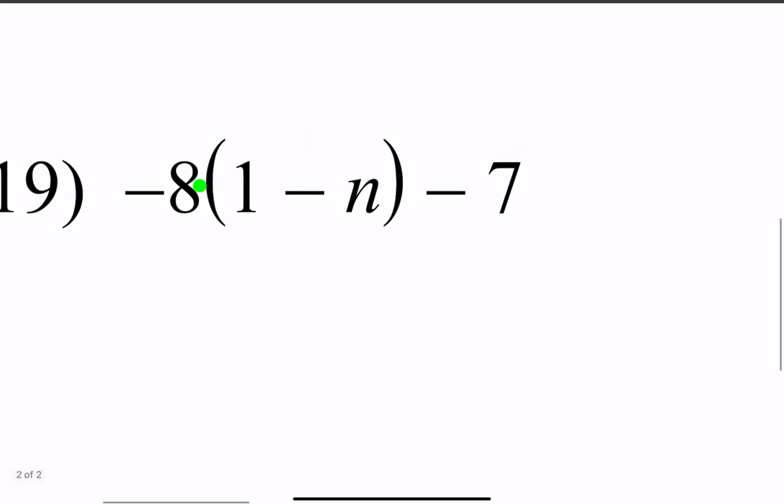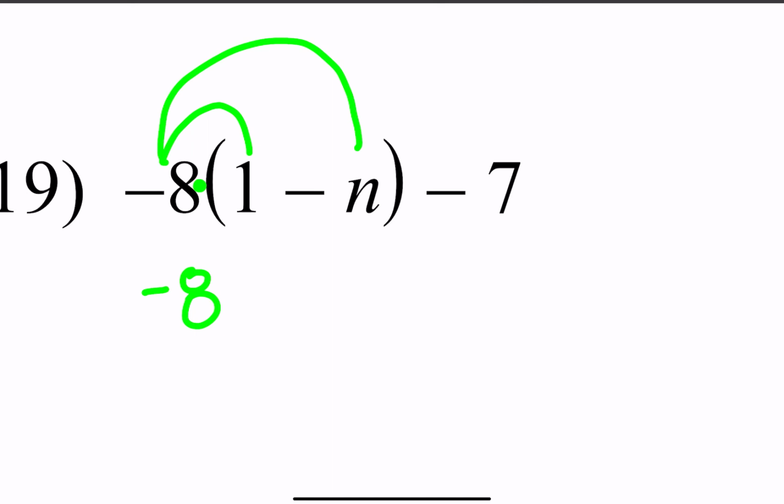So we got a negative 8, and we're going to multiply this into my parentheses. So negative 8 times 1, that's a negative 8. A negative and a positive stay negative. Then we got negative 8 times negative n. Well, that's a positive 8n, right? Because we have a negative times a negative.